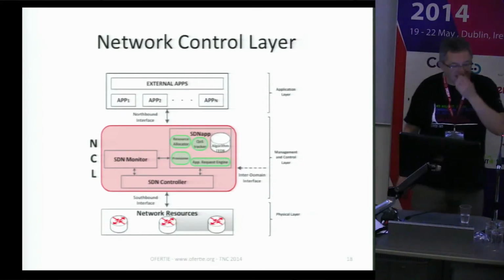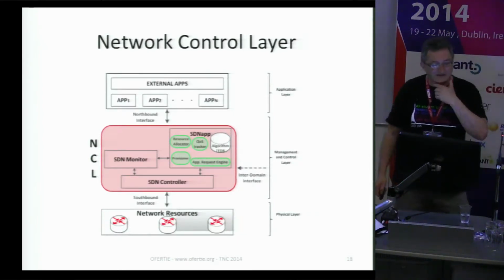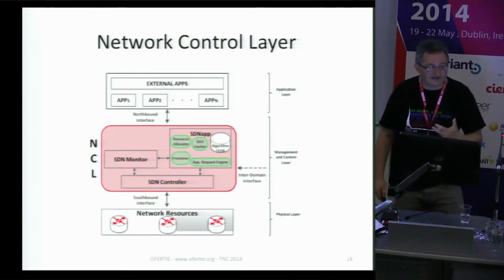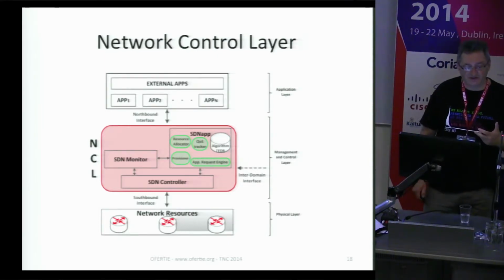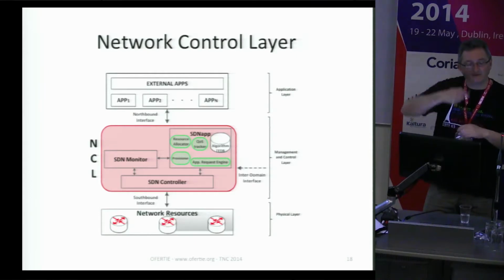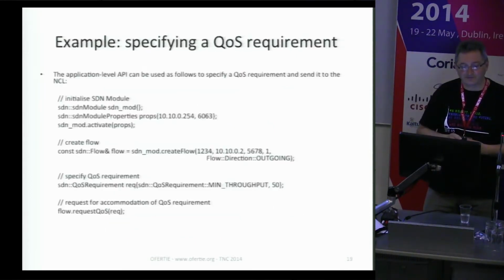A little bit more detail inside the network control layer. So again, the applications on the top. Underneath that, we have the three elements that I just explained, the SDN app, the monitor, and the controller. And it's the controller that's talking southbound, and the SDN app that's talking northbound there.